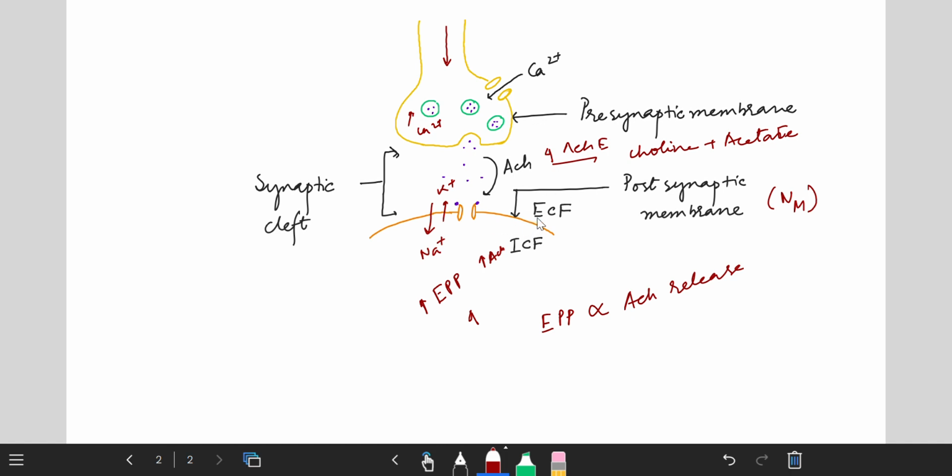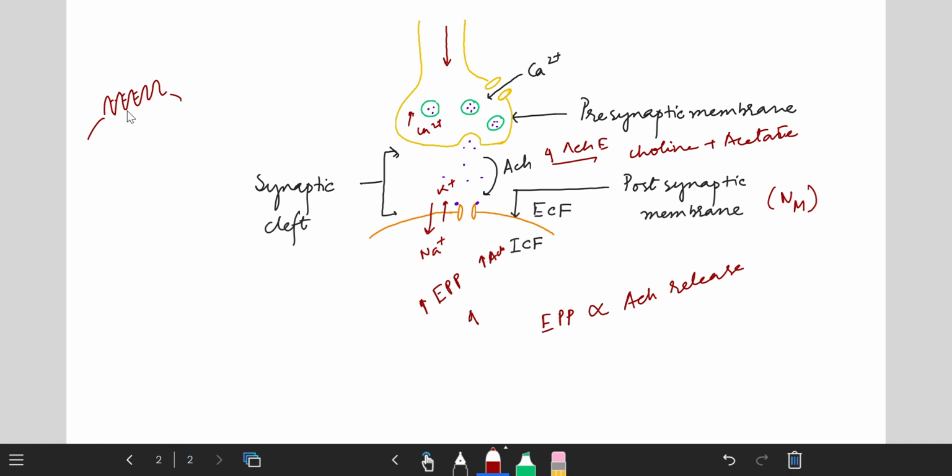Okay, and another thing is, I have drawn this postsynaptic membrane here like a straight line. It's not like that, it's curvilinear. It actually looks like this. Now, why does this kind of fold occur? Because we know when there is a fold, it increases the space. As a result, more acetylcholine will be available to bind with the nicotinic M receptor, the NM receptor.